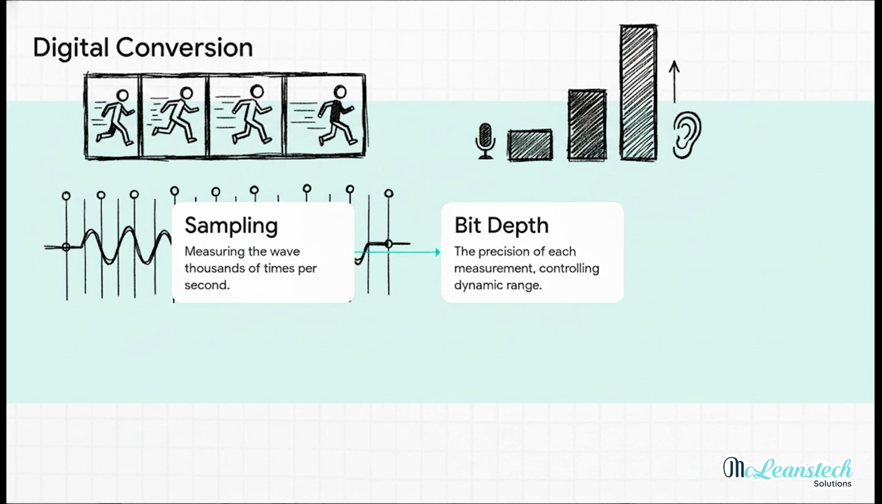And the second idea is bit depth. Now, if sampling is how many snapshots we take, bit depth is how good our drawing tools are for each one. A low bit depth is like having just a black and a white crayon. But a high bit depth, that's like having millions of colors, letting you capture all the subtle shades and details in each measurement.